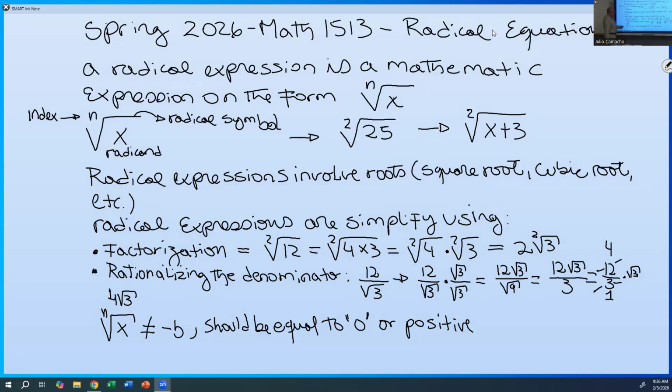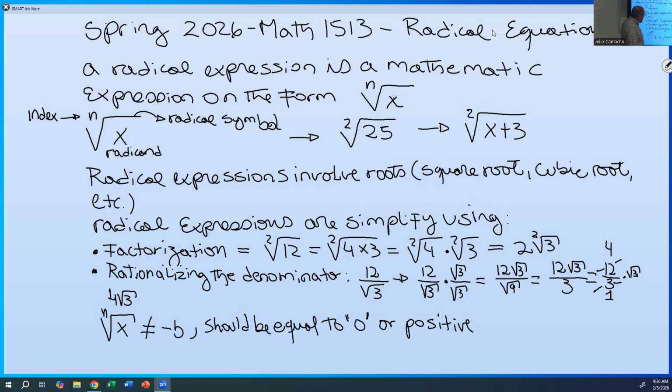And that is very important because it is one of the things that we will work on today. Any radical equation cannot be equal to a negative number. Every time you see a radical expression that is equal to a negative number, you don't do anything. No solution. We will see an example of that today. All radical equations should be equal to 0 or a positive number, never a negative number.